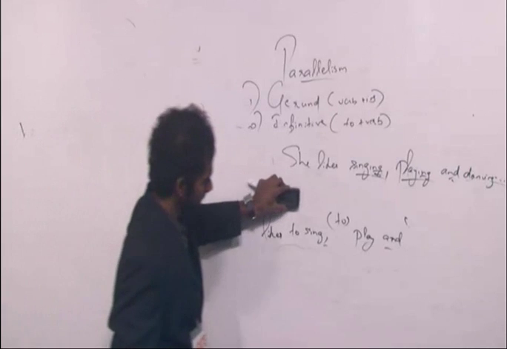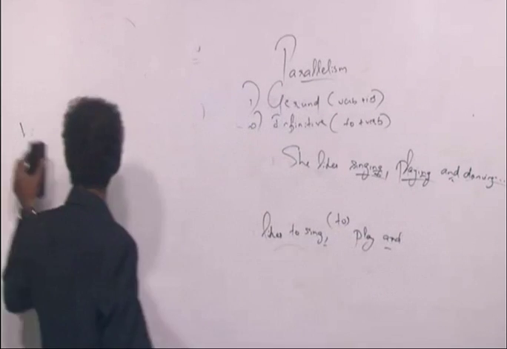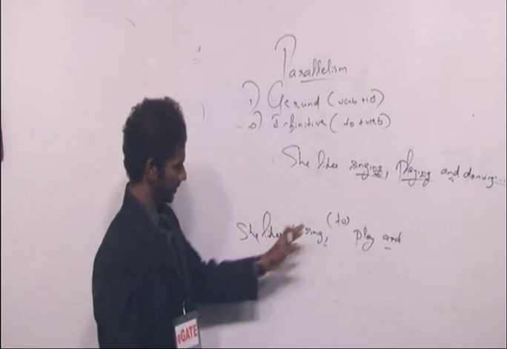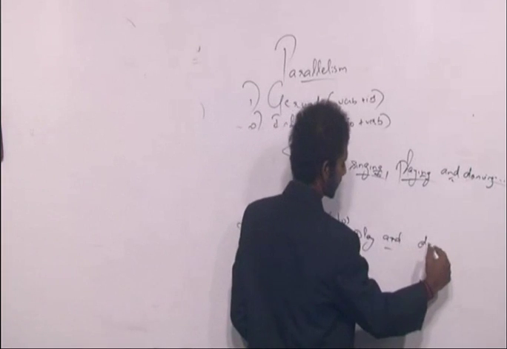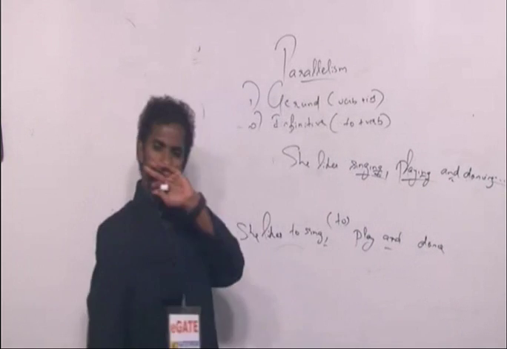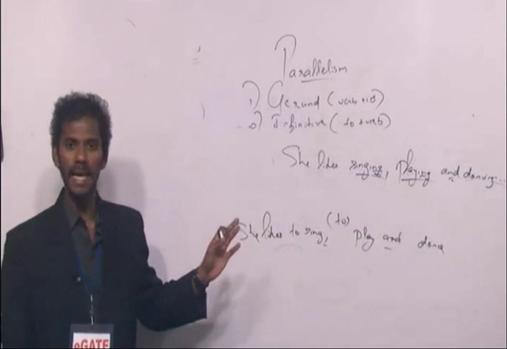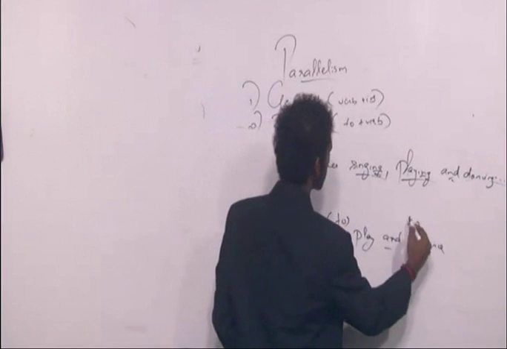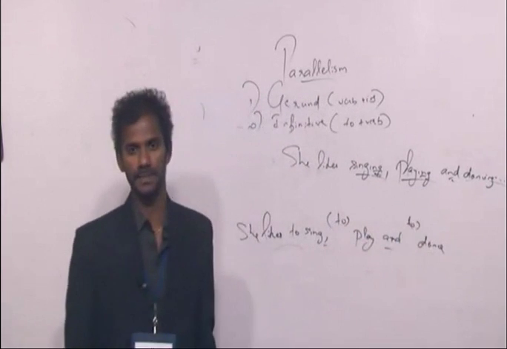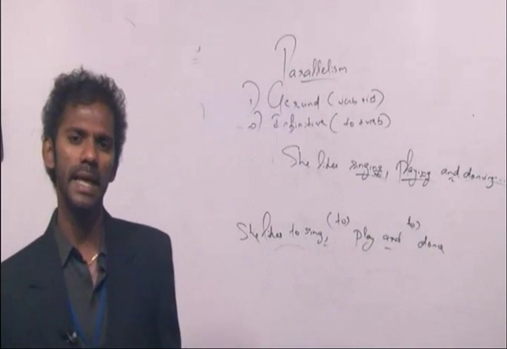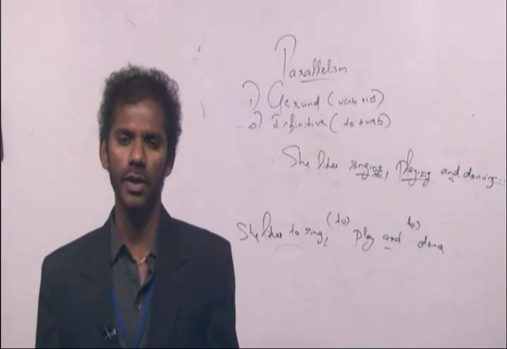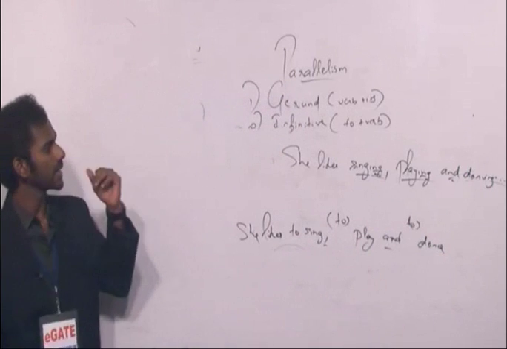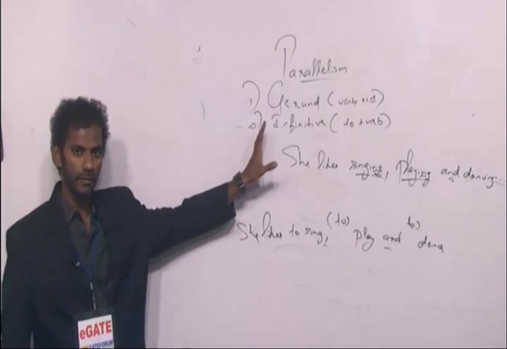I stopped it there. So as I said, there is no need for me to say she likes to sing, to play, and to dance. Sorry. She likes to sing, play, and dance is fine, because "to" is understood in front of the second idea and the third idea. So she likes to sing, play, and dance is fine, instead of going for she likes to sing, to play, and to dance. Clear? That is the second concept in parallelism, infinitive.